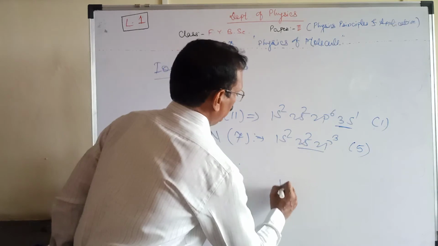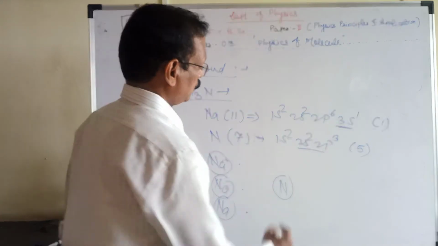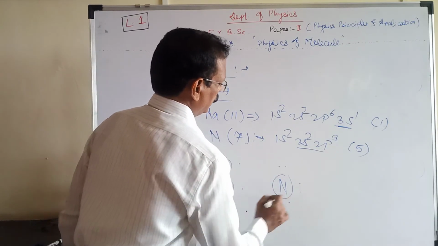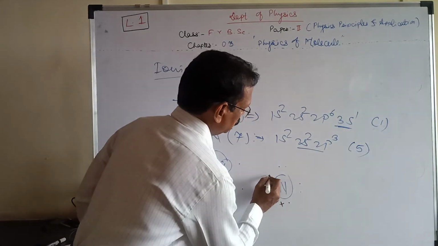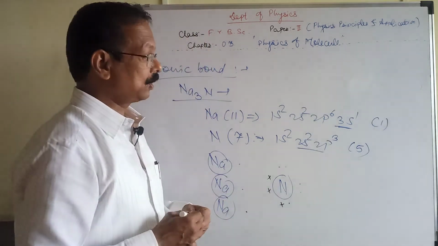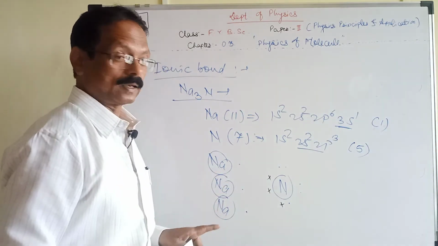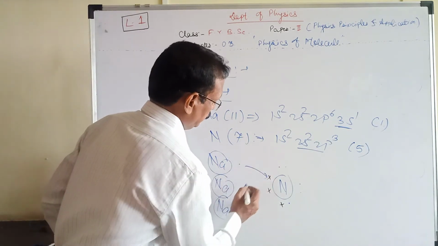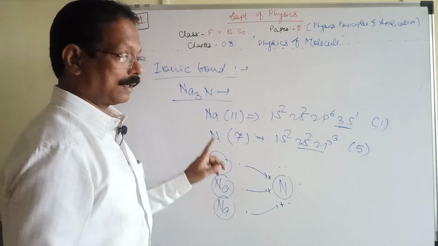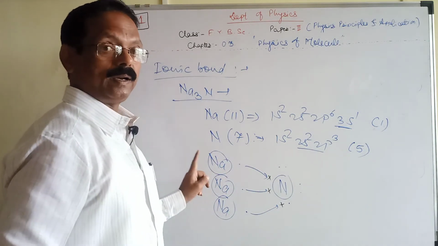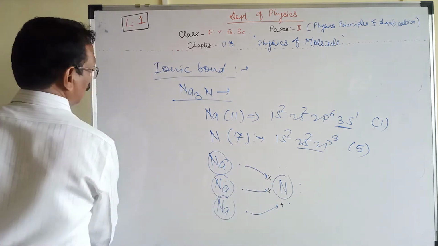Now in the case of N, what is the electronic configuration? In the case of N there are 5 electrons sitting in the outermost orbit: 1, 2, 3, 4, and 5. So these are the valence electrons. So this is a vacancy, this is a vacancy, and this is a vacancy. To complete the octet of nitrogen we require 3 electrons, and there are 3 sodium atoms. So this sodium atom donates 1 electron to this, this sodium atom donates 1 electron to this, and this sodium donates 1 electron to this. In this way, by taking 3 electrons from the 3 neighboring sodium atoms, this N completes its octet. So this is another example of the ionic bond.